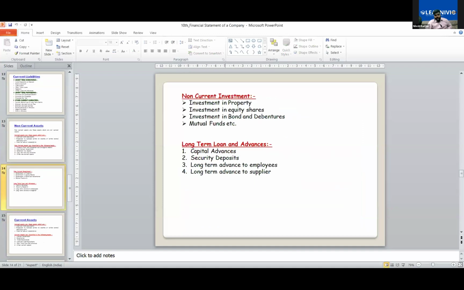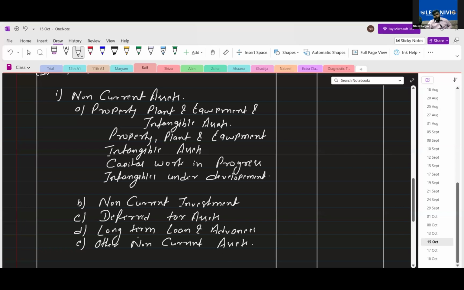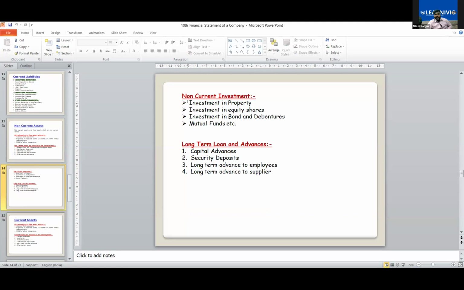So after that, there is non-current investment. You can see there are different items: investment in property. One thing you have to remember: if any building is in the business and used for business purpose, then it is property, plant and equipment. And if the building is purchased for capital appreciation, meaning after some time the price will increase and we will sell it for making profit, that is called investment in property.